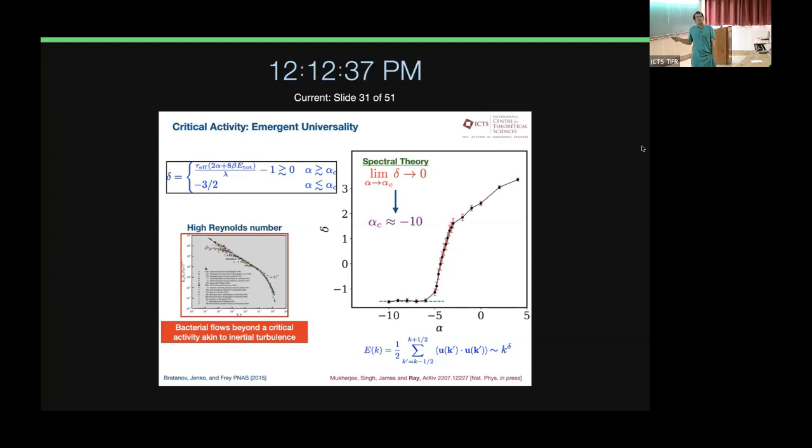The theoretical critical crossover alpha that we obtain is -10. Embarrassingly, the numerics suggest that it's around -5. And whether there's a factor of 2 that we missed, I'm not sure. But to this extent, I think one could say that bacterial flows beyond the critical activity, while still zero Reynolds number flows, have features which are starting to mimic real high Reynolds number turbulence.